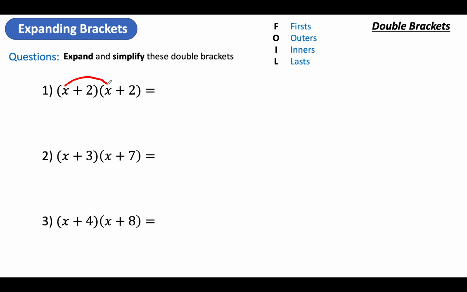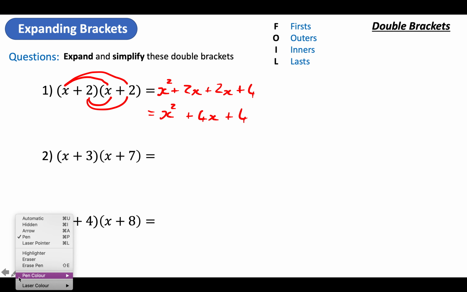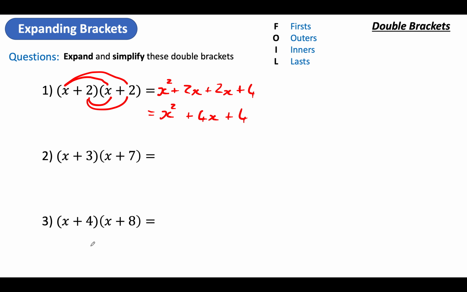Right, firsts. So x times x is x squared. Outers. X times by 2. Hopefully you got 2x. Inners. 2 times by x again is 2x. And 2 times by the 2 is 4. So when you simplify this, you should get x squared plus 4x, because 2x plus 2x is 4x, plus the 4. Yep. I've got to change pen. I can't sit there with the red pen. I've got to go back to the blue.